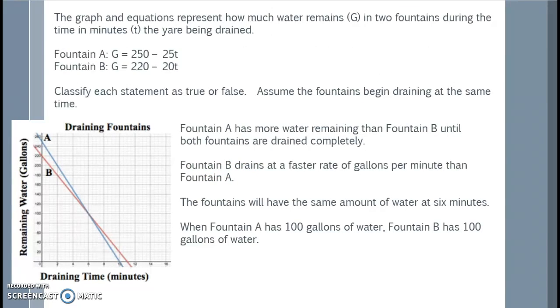The graph and equations represent how much water remains, G, in two fountains during the time in minutes they are being drained. Fountain A is drained at a rate of 250 minus 25T, and fountain B is being drained at 220 minus 20T. Classify each statement as true or false. Assume the fountains begin draining at the same time. Pause the video and answer true or false, and then we'll talk about them.